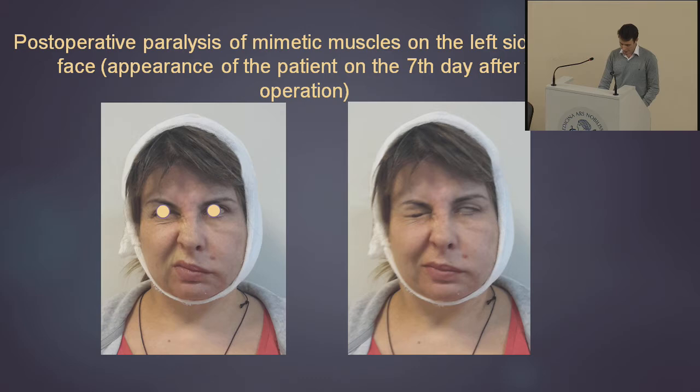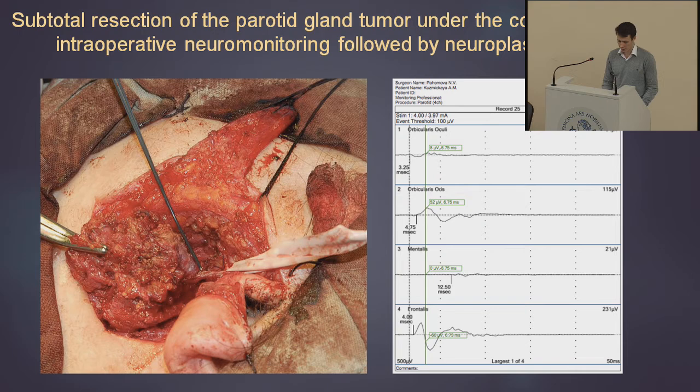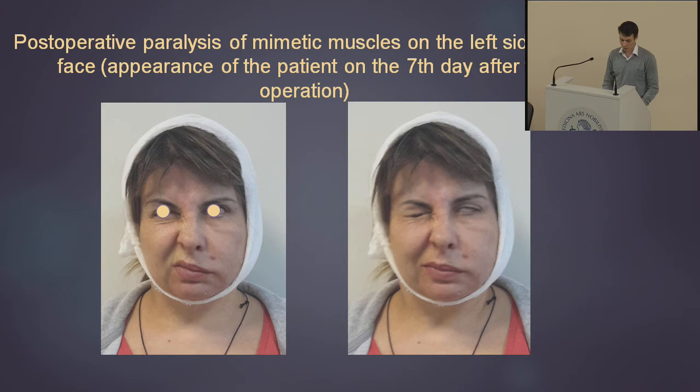Returning to this slide, we can also see the protocol of intraoperative neuromonitoring. And here the orbicularis oculi and orbicularis oris muscles show compound muscle action potentials at a low level. That can be prognostic if we try to understand whether there will be palsy after the operation or not. Here there was a predictive sign that there would be palsy. And after all, yes, there was a postoperative paralysis of mimetic muscles on the left side of the face. Here, on the 7th day after the operation, you can see the patient.